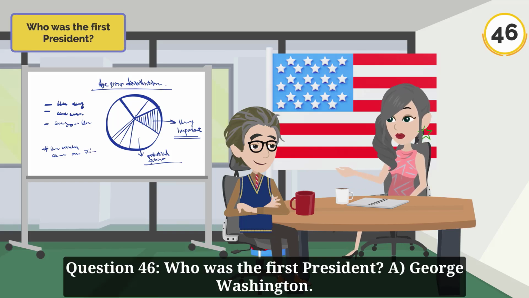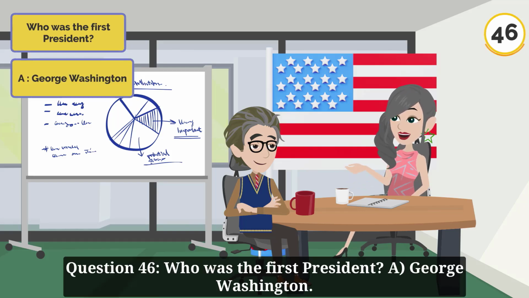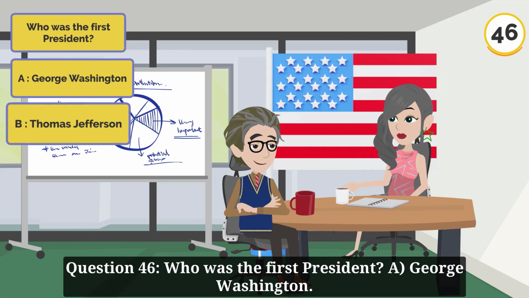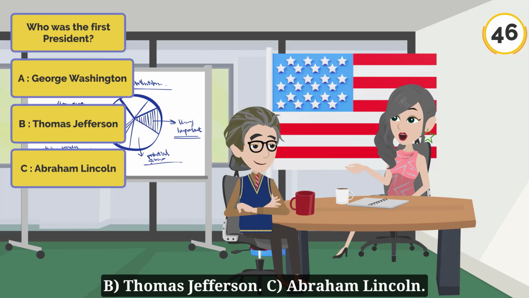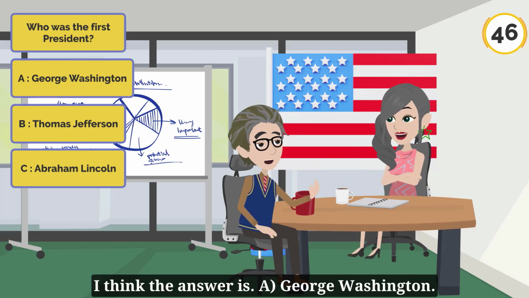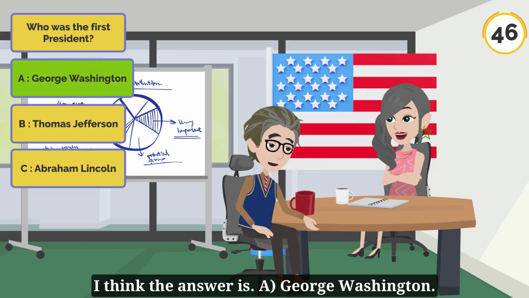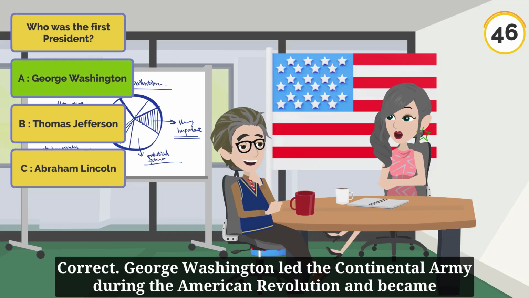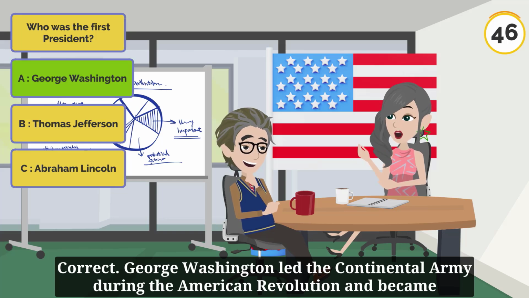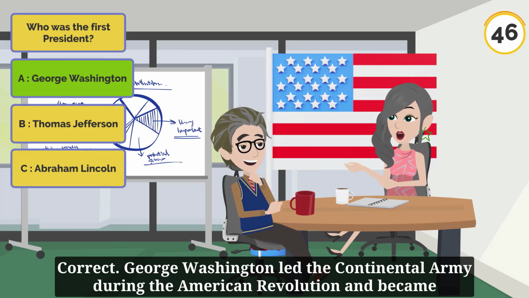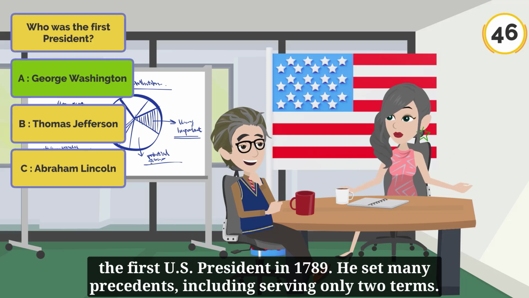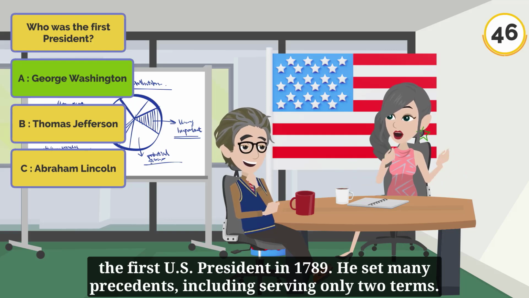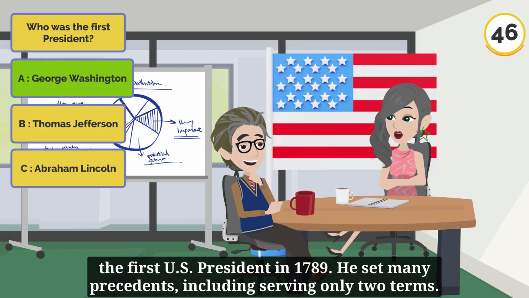Question 46. Who was the first president? A. George Washington. B. Thomas Jefferson. C. Abraham Lincoln. I think the answer is A. George Washington. Correct. George Washington led the Continental Army during the American Revolution and became the first U.S. president in 1789. He set many precedents, including serving only 2 terms.